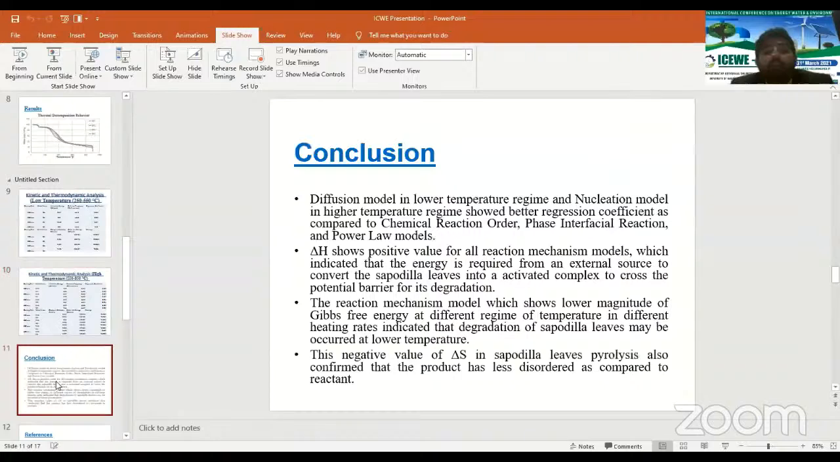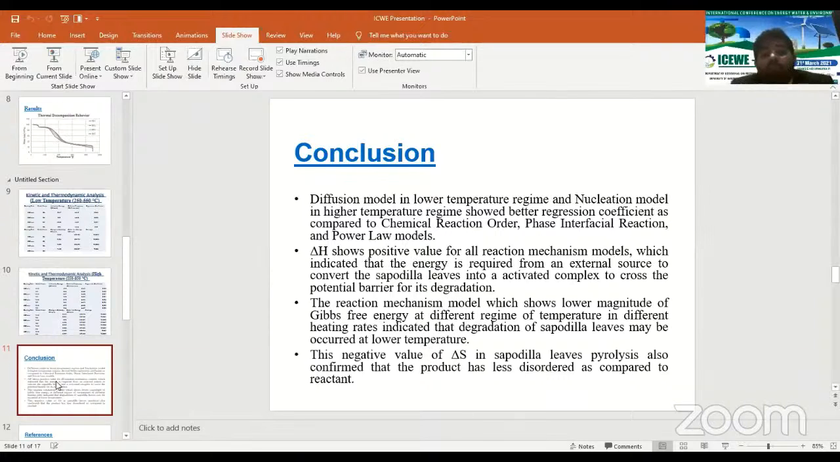Conclusion. The diffusion model in the lower temperature regime and the nucleation model in the higher temperature regime showed better regression coefficients as compared to chemical reaction order, phase interface, and Ford's law that we have used. The positive value of delta H for all the reaction mechanisms indicates that energy is required from an external source to convert the Sapodilla leaves into the activated complex. That means energy is required for the conversion of reactant into product; for the degradation process, energy is required.